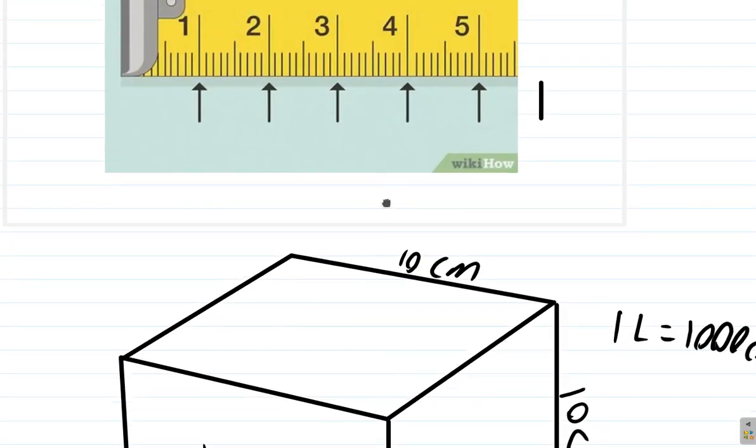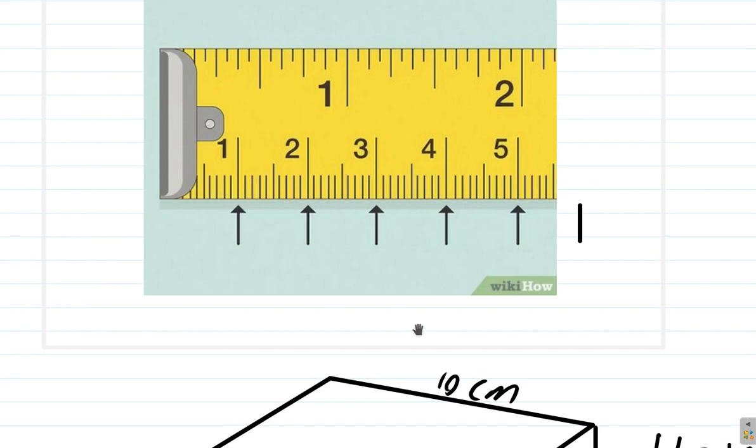So if 10 millimeters equals 1 centimeter, it means that there are 10 millimeters in 1 centimeter. And it means that 1 millimeter is 1/10 of a centimeter. So from here to here is 1/10 of a centimeter. So 10 of these make 1 centimeter. Alright?